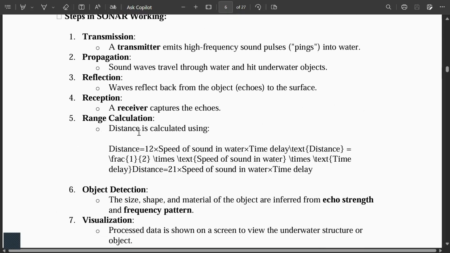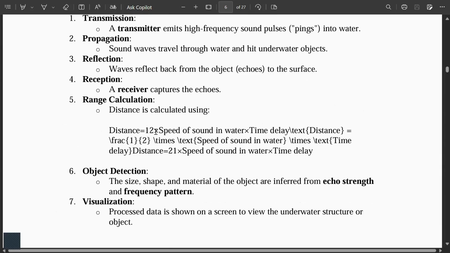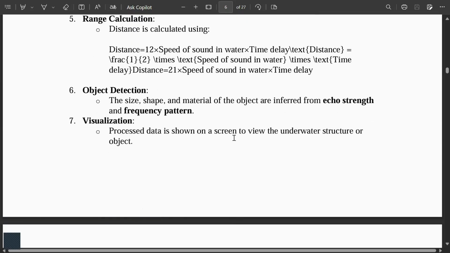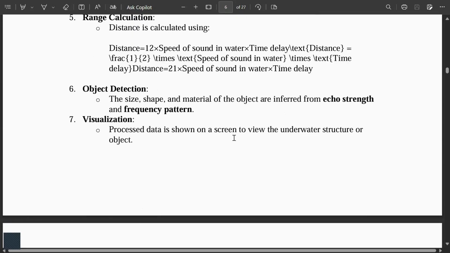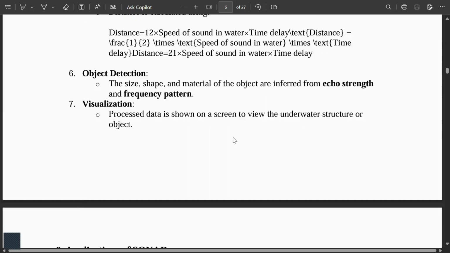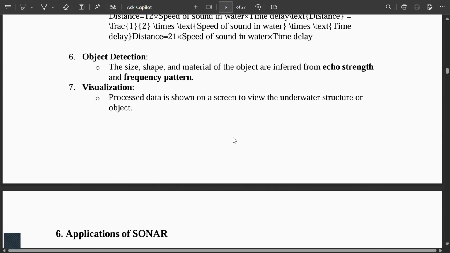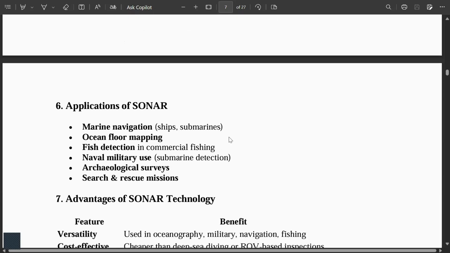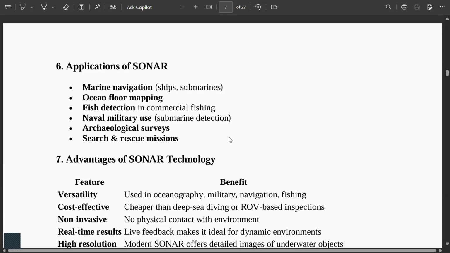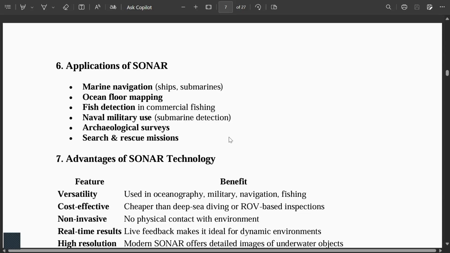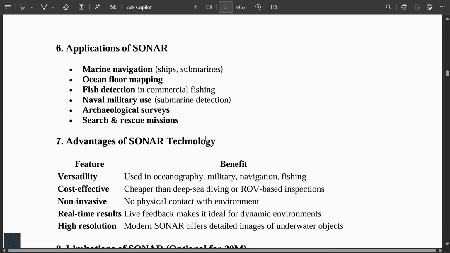For calculation, distance is equal to 1/2 times the speed of sound in water times the time; there is a formula, go through that. Then object detection: the size, shape, and material of the object are inferred from the echo strength and the frequency pattern. Visualization: processed data is shown on the screen to view the underwater structure or object. Applications are in marine navigation, ocean floor mapping, fish detection, naval military use, researchers, and rescue missions.